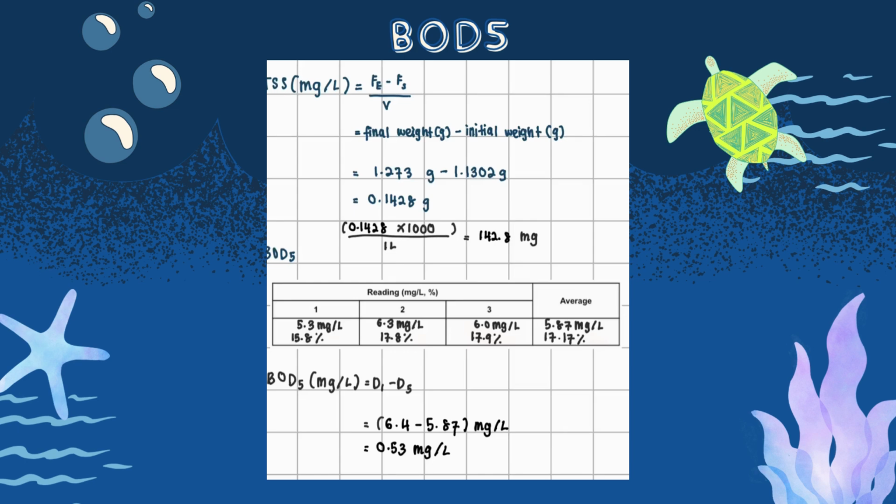For TSS, the final weight is 1.273 grams and the initial weight is 1.1302 grams. Then we subtract both of these values and we will get 0.1428 gram. For BOD5, the initial DO reading was 6.5 and the day 5 DO reading is 5.87 milligrams per liter. Then we subtract both of these values and we get 0.53 milligrams per liter for the BOD5 reading.